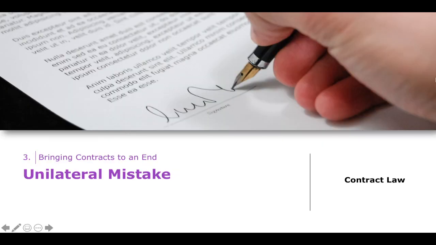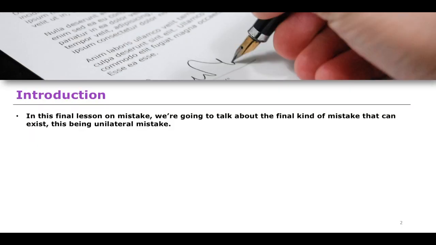In this lesson, we're going to spend some time talking about the final type of mistake which can exist that can bring a contract to an end. This is, of course, the concept of unilateral mistake. And given the context of the previous types of mistake we've looked at, and given the name of this type of mistake, you should probably come to the conclusion that you know what this type of mistake essentially entails.